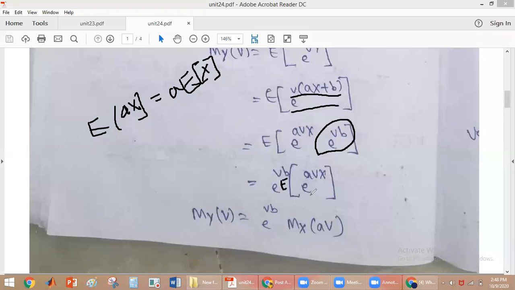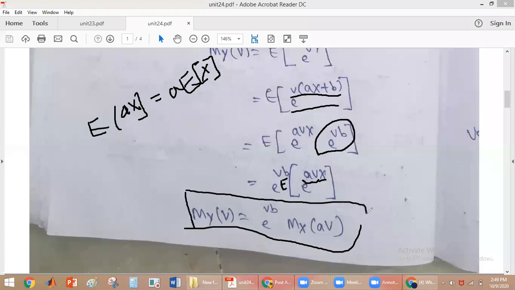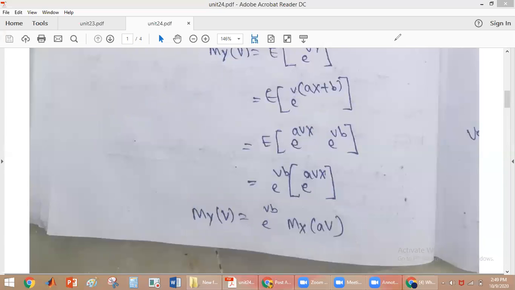Okay, so how do we write it? Now in the place of v, what do we have? av, yes or no? In the place of v, now we have av. So this can be written as e power vx, M_X of av. If you have only v, then this can be written as M_X of v. Since we have av, that is why we write it as M_X of av. So M_Y of v is equal to e power vb M_X of av. Okay, this is our second property.